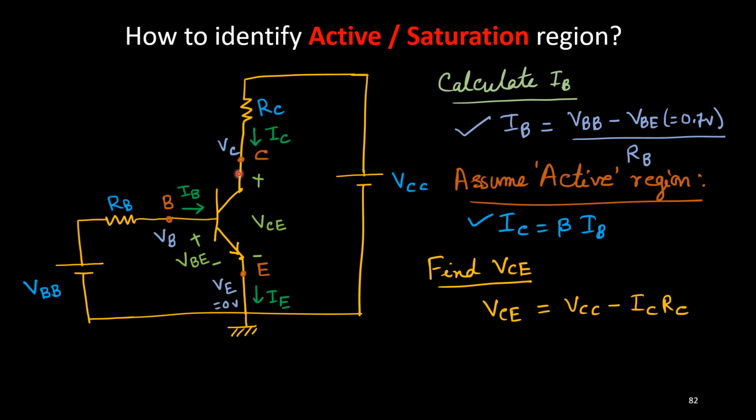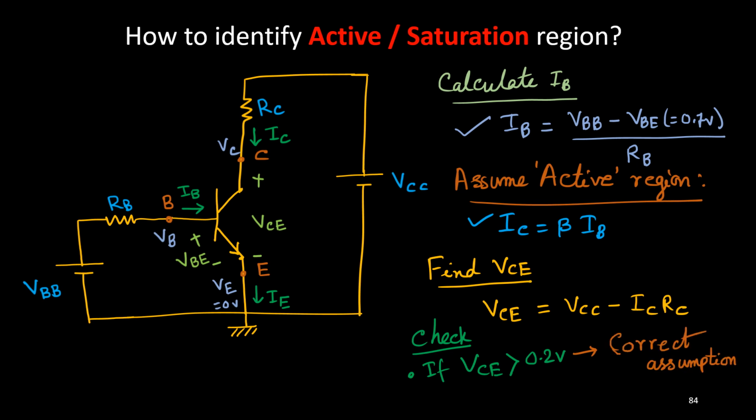So how to check this? Based on this collector emitter potential. I have discussed earlier that if VC is more than 0.2 volt, then only this junction is reverse biased. So check these things. If VCE is more than 0.2 volt, then our assumption is correct. It means that we assumed active region, and it will remain in active region because the base collector junction is reverse biased. But if it is not true, if it is less than 0.2 volt.